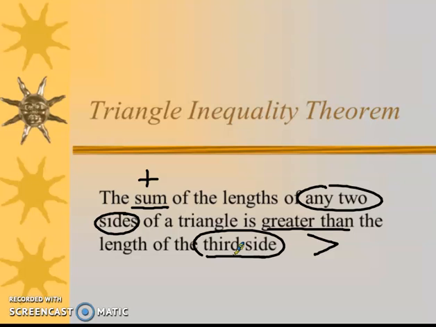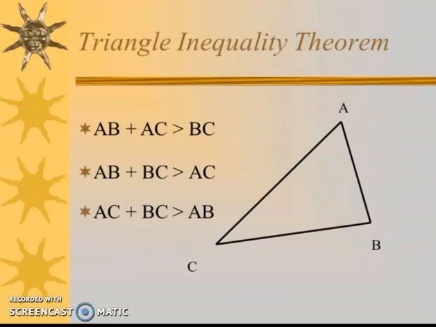Now, we're doing this specifically for triangles, so that means we're going to have to do this 3 times. There are 3 different sides. In the case of this example triangle, we have point A, point B, and point C. So first things first, I'm going to take AB, and I'm going to add it to AC, and it has to be greater than BC.